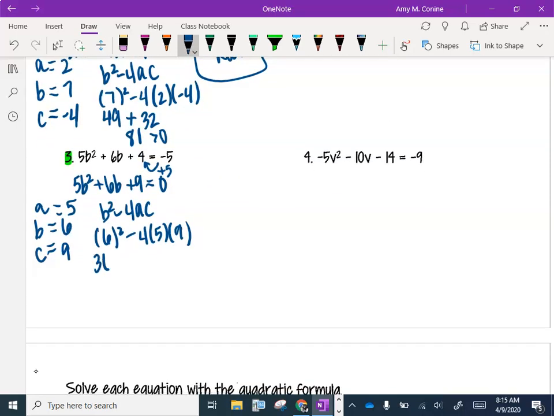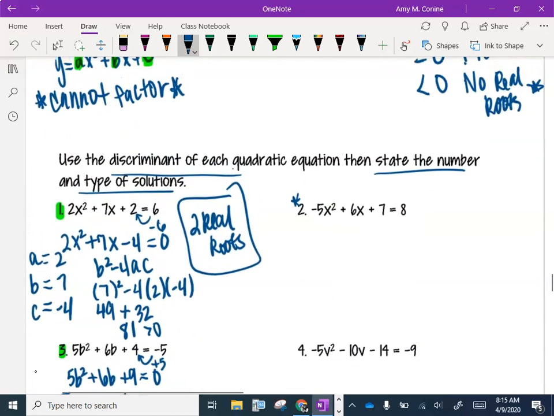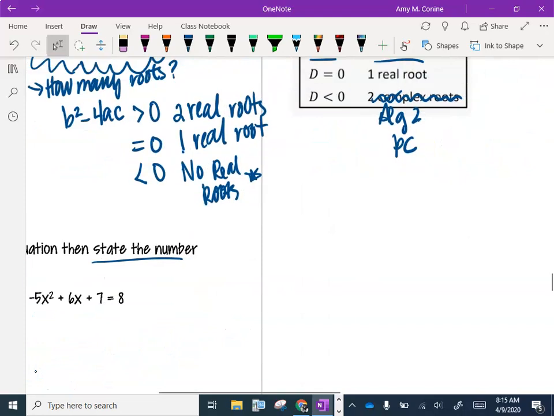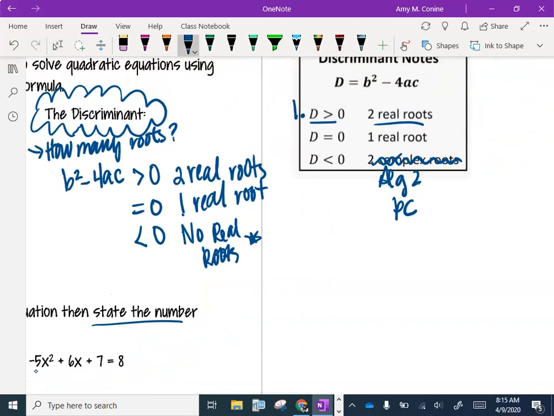So I have 36 minus 180, which gives me a negative 144. If I look at what I wrote above in my notes, if it's greater than 0, it's 2 real roots. If it's equal to 0, it's 1. And if it's less than 0, then I have no real roots. That's what we have in our chart over here as well.